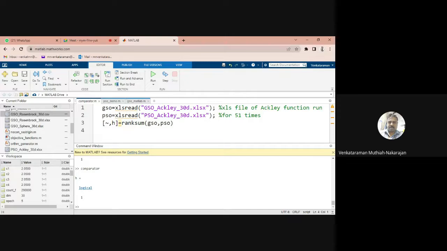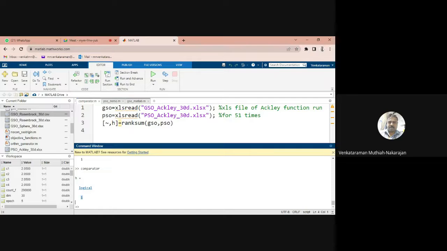So we notice that the GSO and PSO have some difference in their performance, and we notice that H is 1 for this particular run. So we need to conclude that both GSO and PSO, their performance is significantly different.